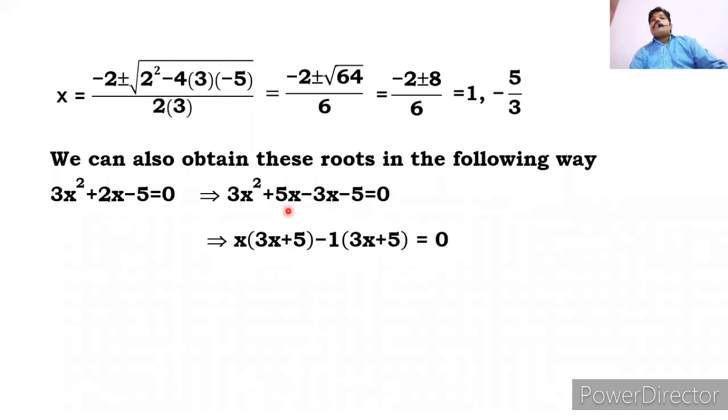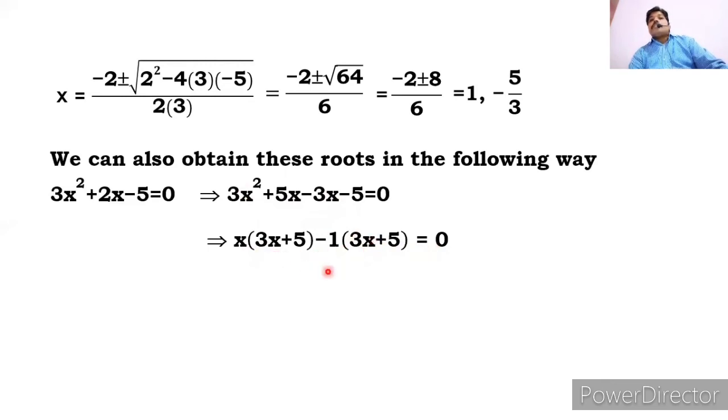If you multiply these two terms, you have to get the product of the first and last terms. In that manner, you have to split the middle term. So 3x square plus 5x minus 3x minus 5 is equal to 0. Rearranged, 3x square minus 3x plus 5x minus 5. What can we take common here? First of all, I am taking x common, so then what happens? 3x plus 5. I am taking minus 1 common here, and it will become 3x plus 5 is equal to 0.